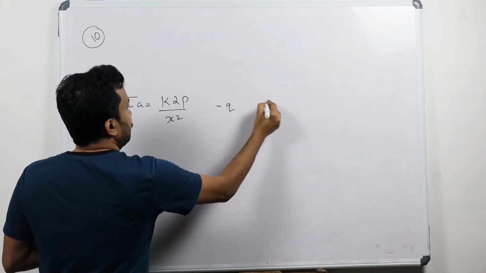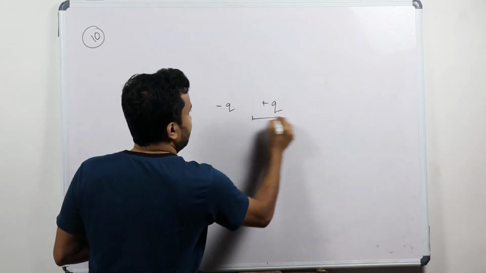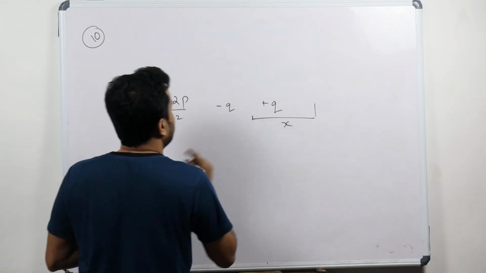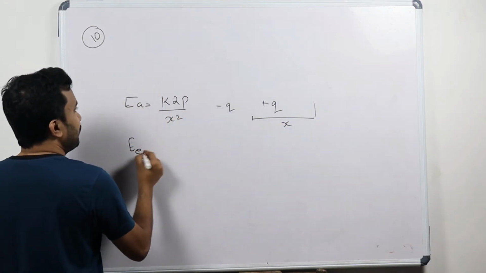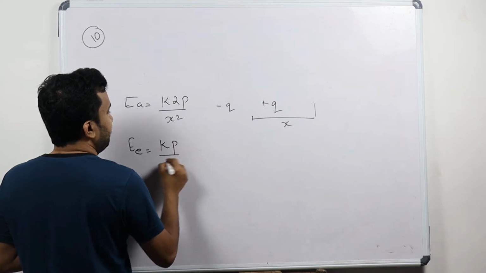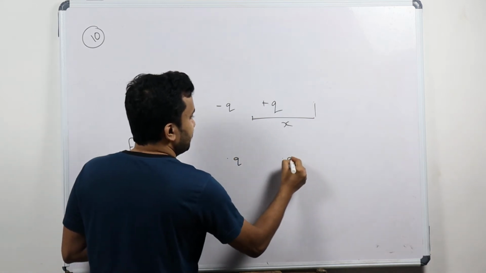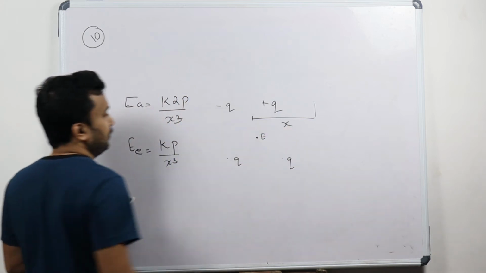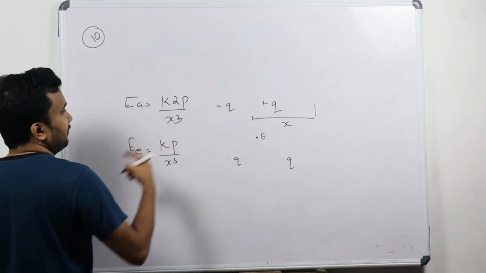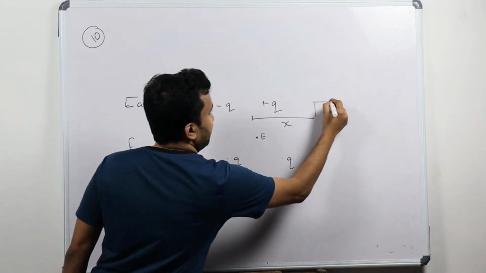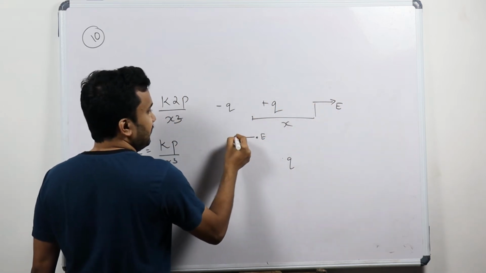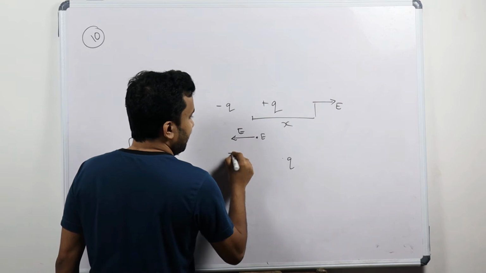So we have minus q and plus q dipole here, at a distance of x from the center. This is the formula. And with respect to equatorial, what's the formula? Kp by x cube. So with minus q charge and plus q charge, we are finding the electric field here. And this electric field is given like this. What's the direction of this electric field? Along this direction. What's the direction of this electric field? Like this. Here it is minus, here it is plus.